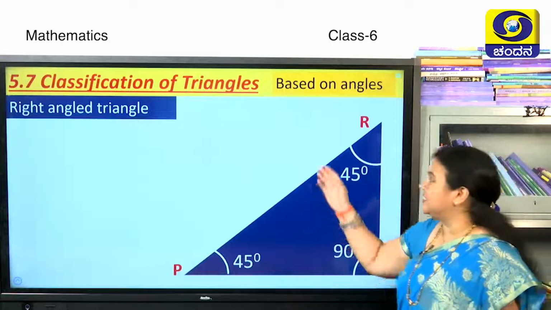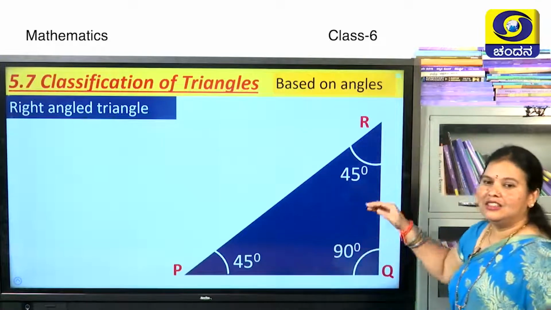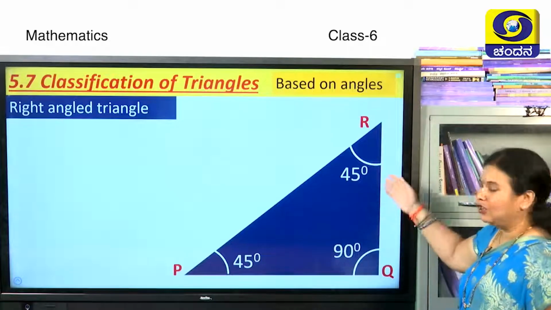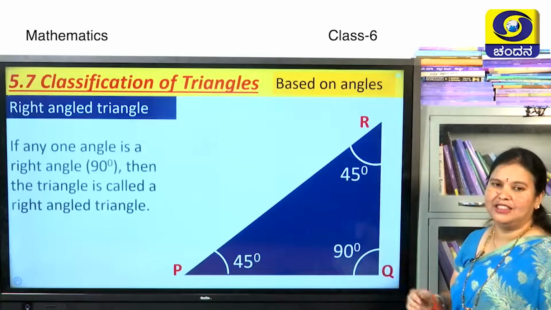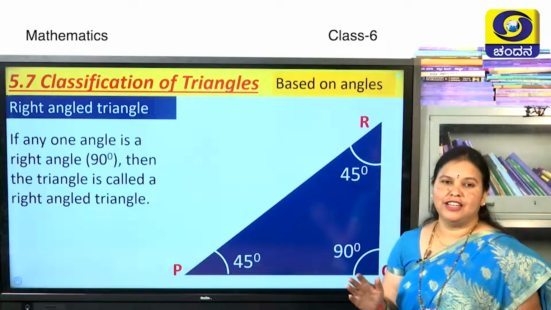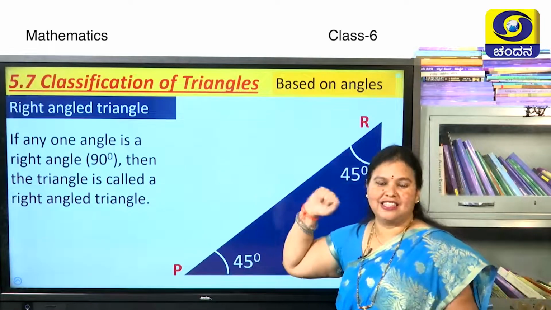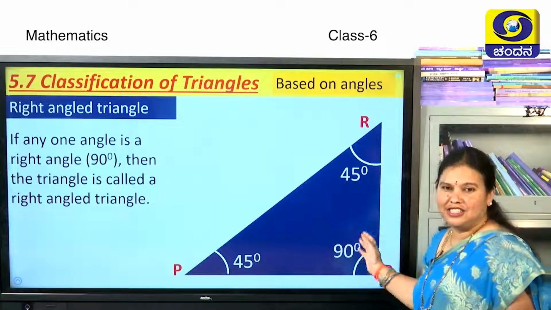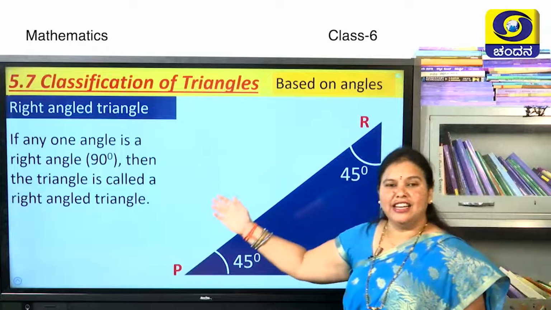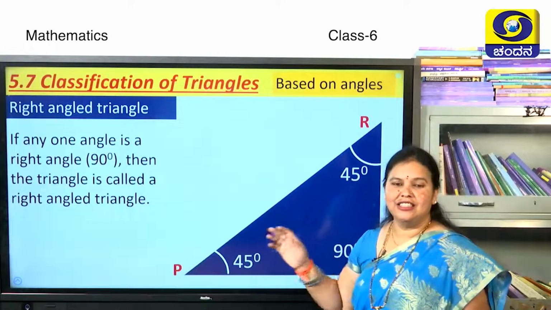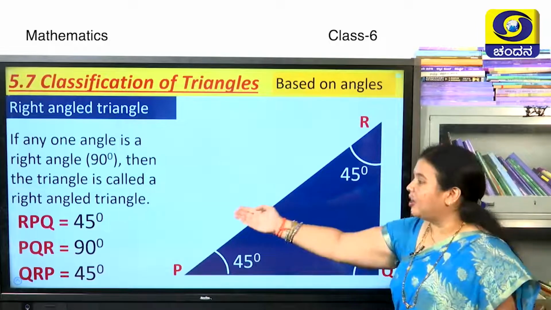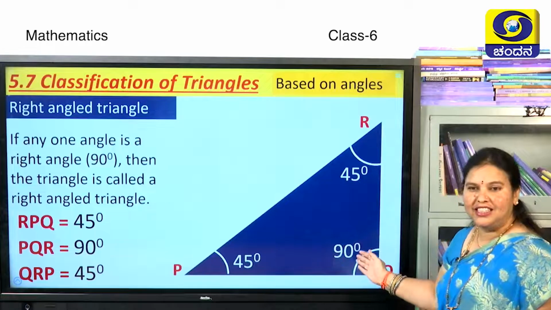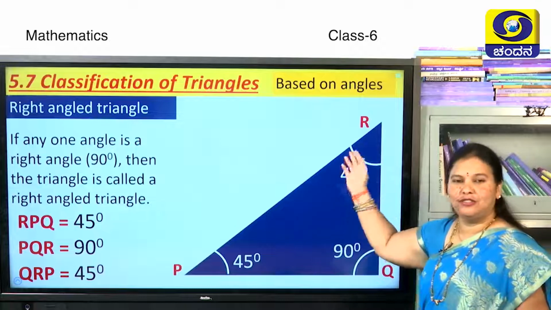See here, it's a right angle triangle. Here I have taken a triangle PQR. Here you are observing one right angle in this triangle. So we can define right angle triangle like this. If any one angle is a right angle, that means which is equal to 90 degree, then the triangle is called a right angled triangle. See here, RPQ is 45 degree and PQR is 90 degree and QRP is 45 degree.